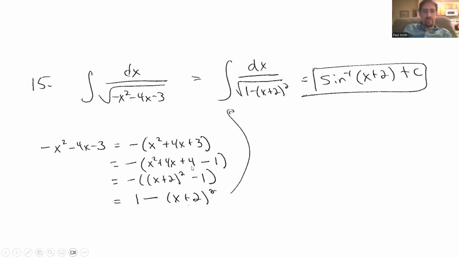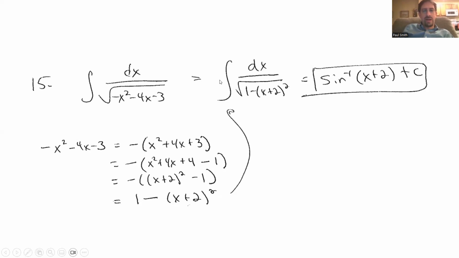Okay. The problem is it doesn't quite match what I had originally. I had a plus 3, not a plus 4. But how can I account for that? Well, I write this as x squared plus 4x plus 4 minus 1, which is also x plus 2 squared minus 1. So notice everything had a negative out front. So what I can do is distribute my negative, and I get 1 minus x plus 2 squared. This is another way of writing negative x squared minus 4x minus 3.